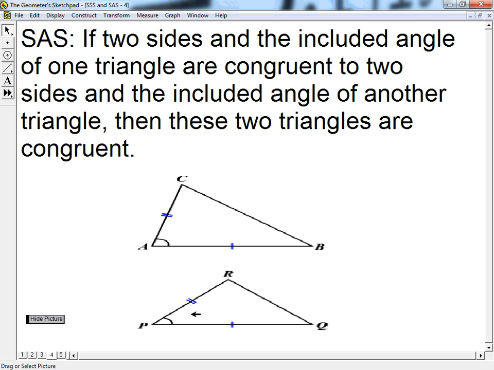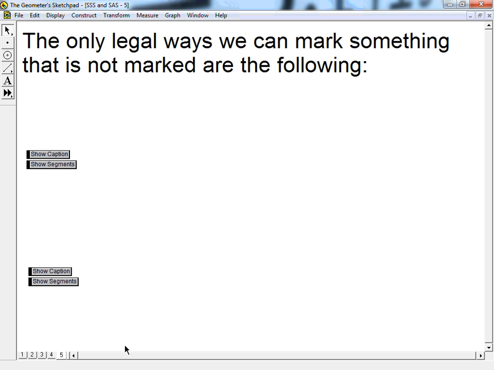All right. If you notice, I'm going to need three markers. So, let's copy this real quick. Rules. The only legal ways we can mark something that is not marked are the following. There's going to be two ways. Once again, I need three markings: either three sides or two sides and the included angle, but three markings of each.